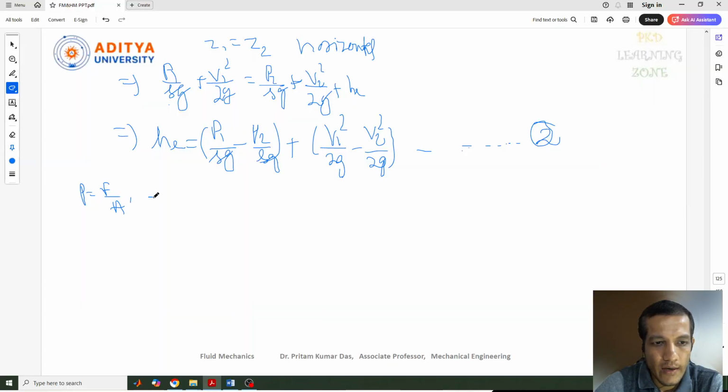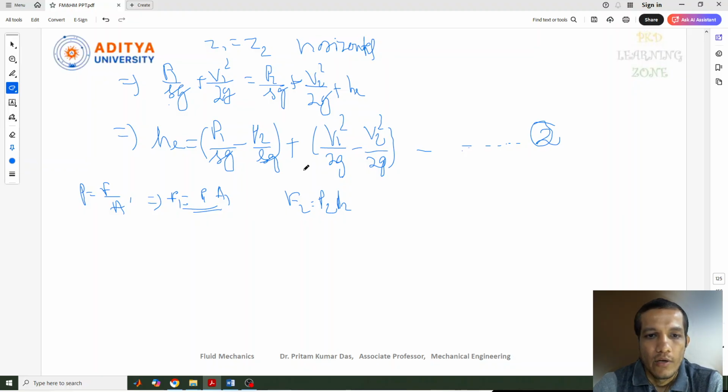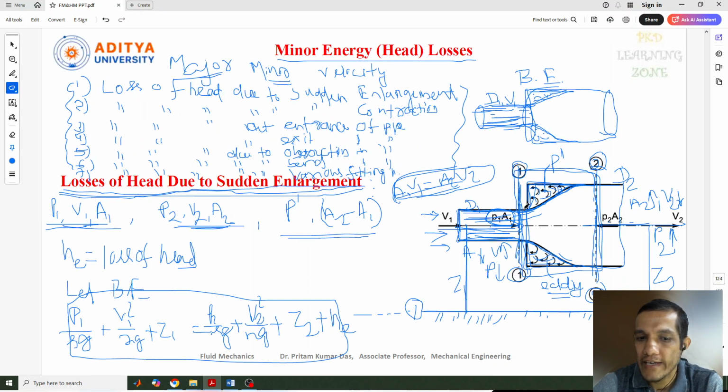So at section 1 I can write F1 equal to the force acting at that point, P1 into A1. Similarly, at section 2 I can write F2 equal to P2 into A2. Now let's consider, as I told you, the force acting on the liquid in the control volume between section 1 and section 2 in the direction of flow.